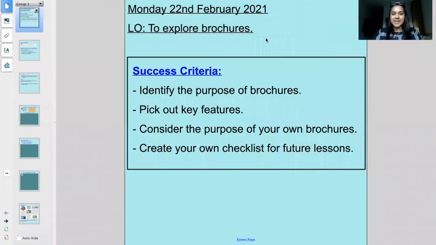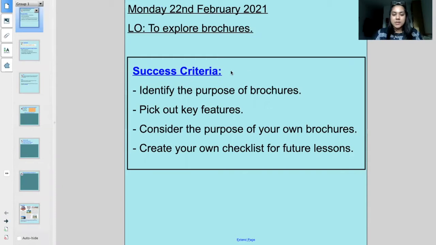I'll just share my screen. Okay, so today is Monday the 22nd of February 2021, and our learning objective today is to explore brochures. So we are actually starting a new piece of writing, and by the end of these 2 weeks, we're going to have our own brochure that hopefully you will all be able to make.